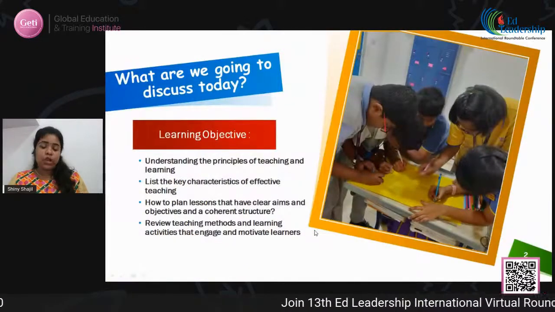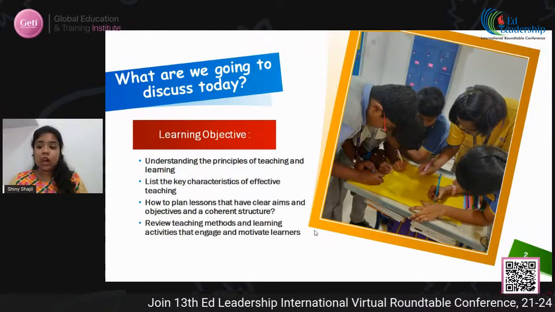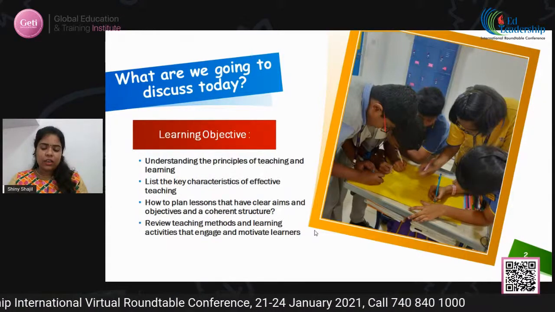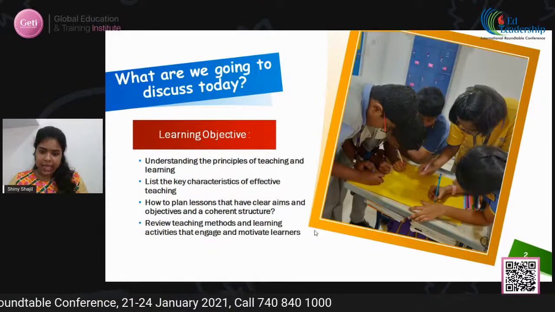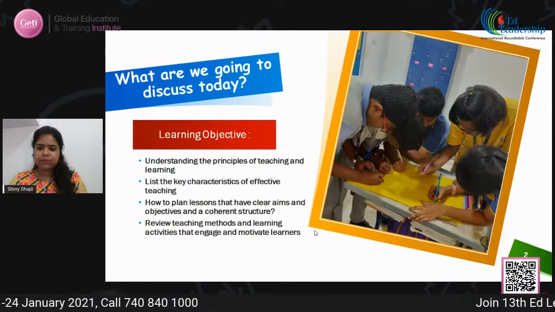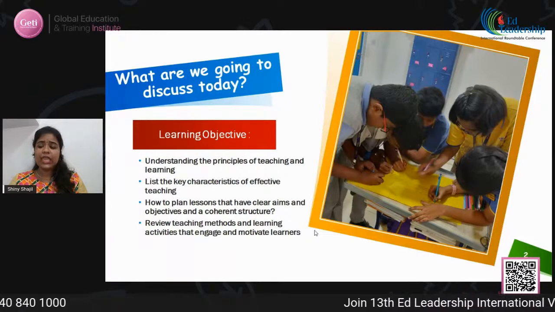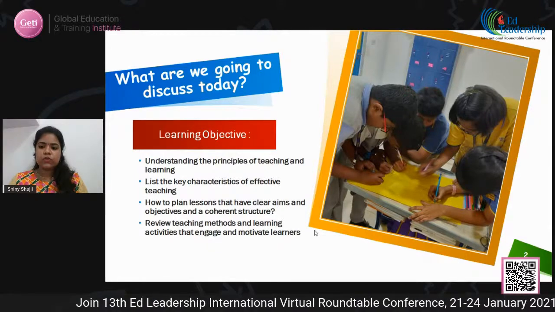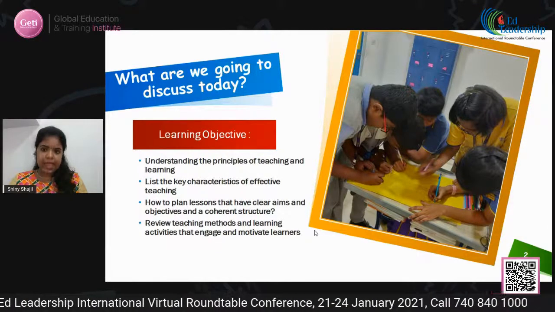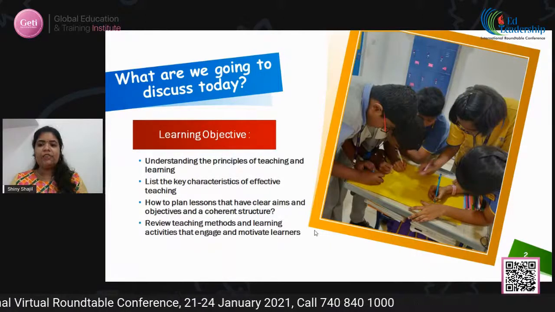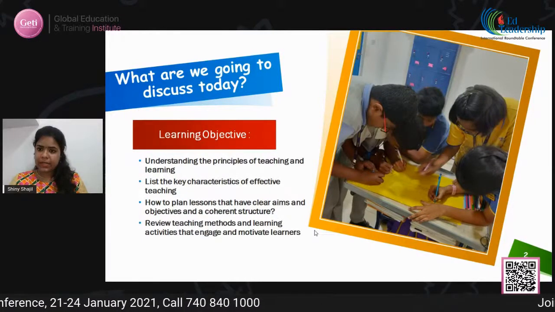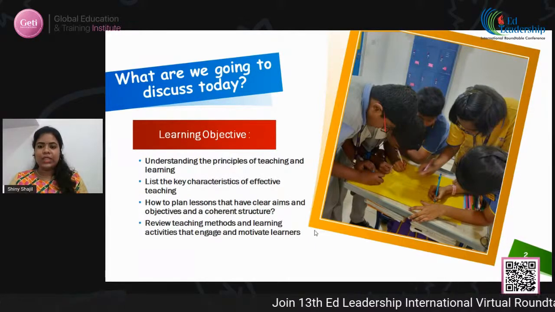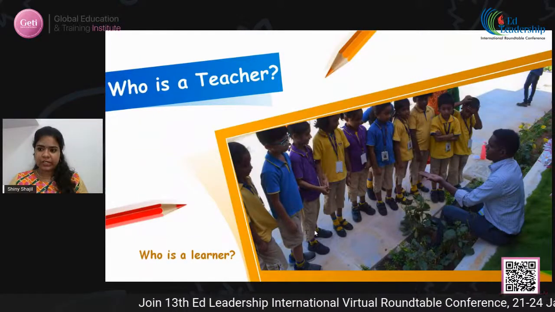Now, coming to what we are going to discuss today, or to say the learning objective for today's workshop, I have listed it down for you. So by the end of today's workshop, you'll be able to understand the principle of teaching and learning. You'll also be able to list down the key characteristics of effective teaching. And you'll be able to answer the question how to plan lessons that have clear aims and objectives and a coherent structure. And finally, we'll be reviewing teaching methods and learning activities that engage and motivate learners. So with this in mind, let's work towards reaching these objectives.